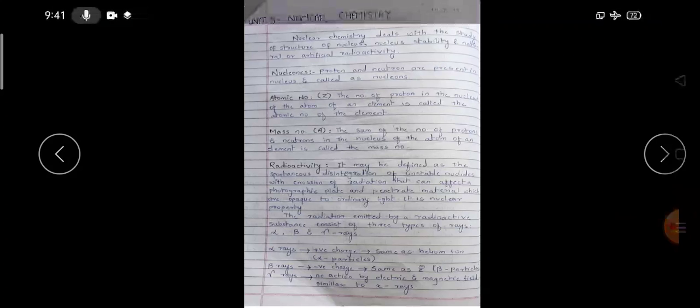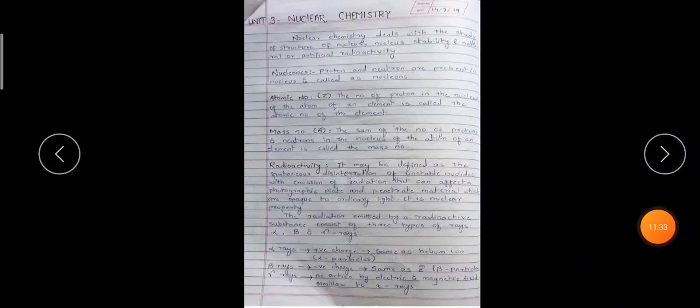You got this point? Up to this point you got the basic idea regarding this particular nuclear chemistry. You can remember this always.